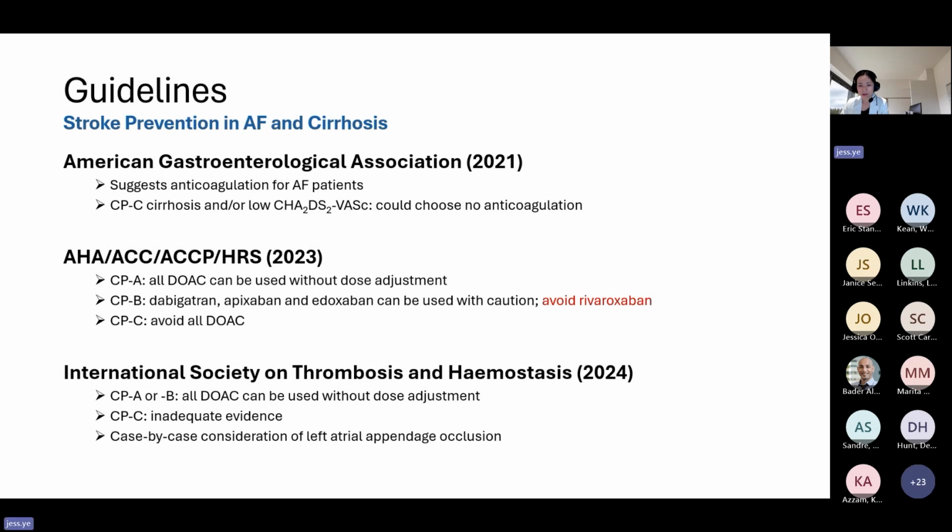Lastly, case-by-case consideration of left atrial appendage occlusion can be done, and this is outside of the scope of this talk. So essentially, all guidelines suggest avoiding DOAC in Child-Pugh C cirrhosis. In the context of atrial fibrillation stroke prevention, patients' preferences and values really matter, and it should be a shared decision-making process, acknowledging our limited literature in this patient population.